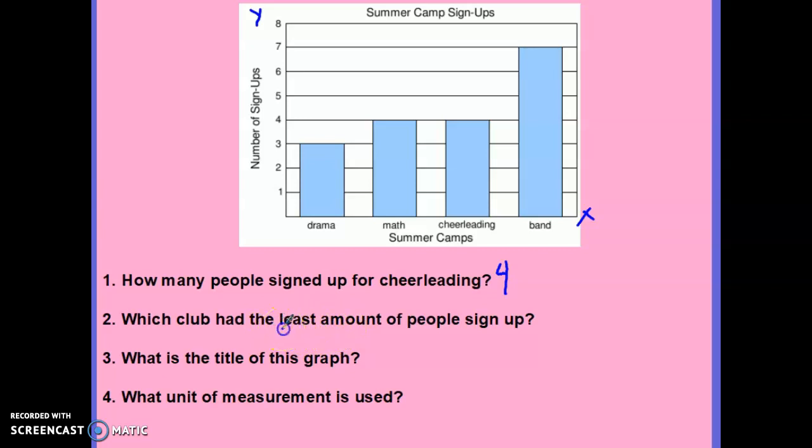Ooh, least is like the key word there. Least I know is kind of like smallest. So which one had the smallest amount of people sign up? Well, certainly not band. That bar is the tallest. But drama is the smallest. It's shorter than all of them. So drama would be the one that had the least amount of people that signed up for it. They only had 3. Then it says, what is the title of the graph?